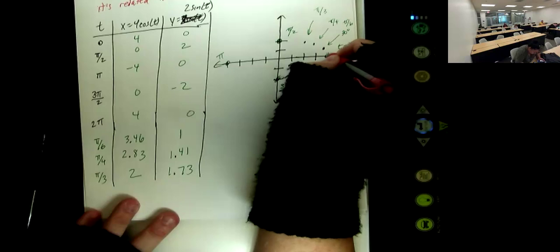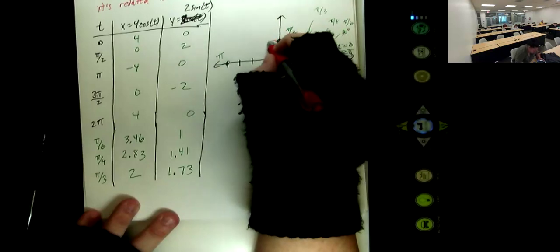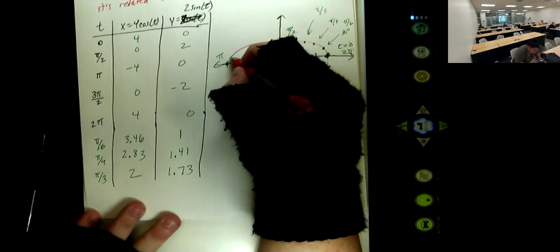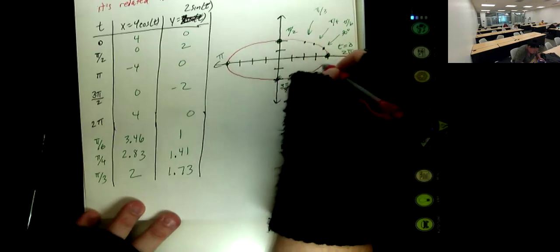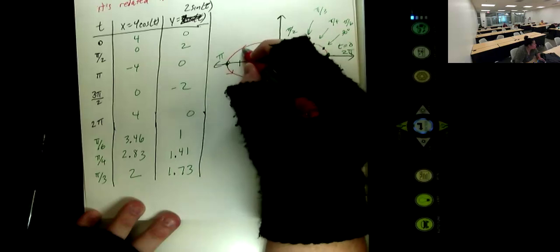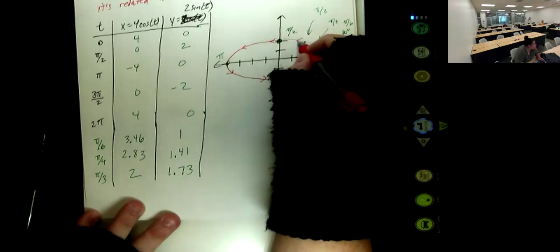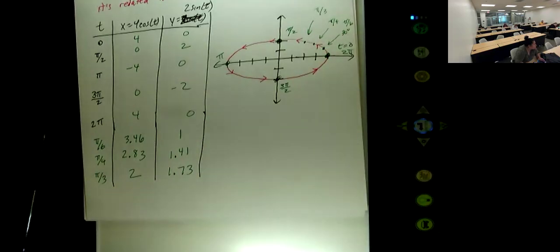Now looking at it, it looks like it's doing this, right? And since I know it's related to cosine and sine, I'm going to guess it's doing the same thing going around. And the flow is counterclockwise. It's an ellipse.